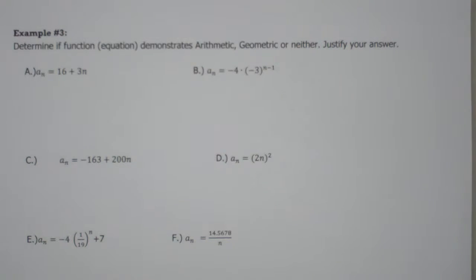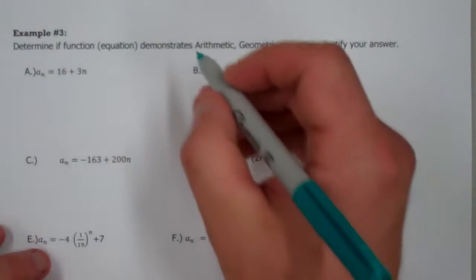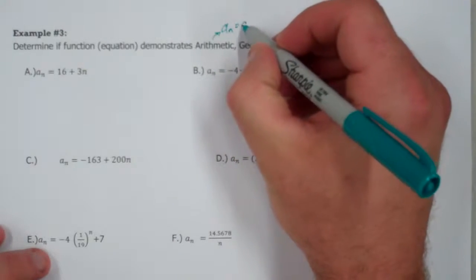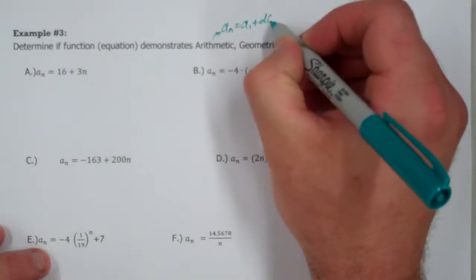In example 3, we want to determine if the function, which is given by an equation, demonstrates an arithmetic sequence, a geometric sequence, or neither, and justify our answer. Well, I want to remind you of some things. For arithmetic, we would see a sequence that looks something like this.